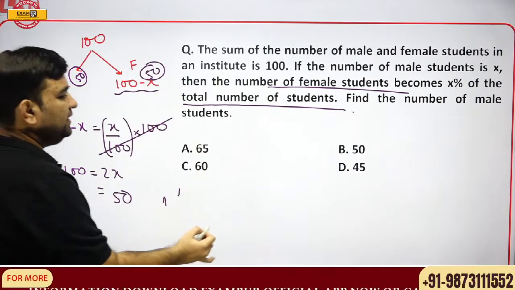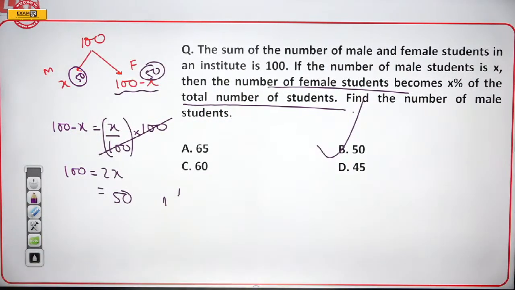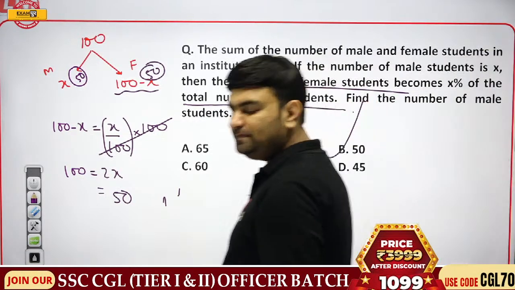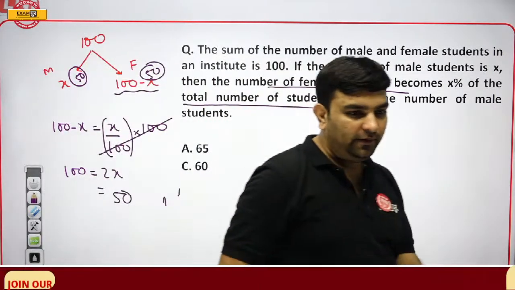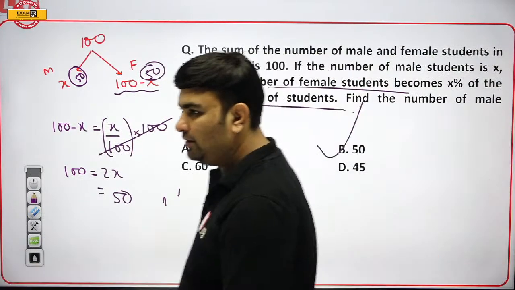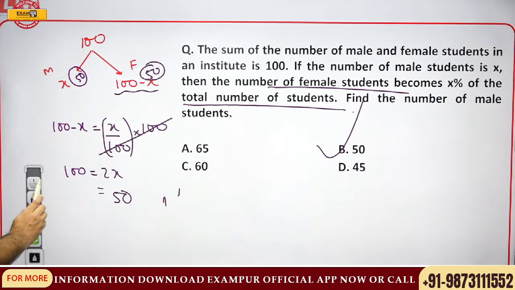Whatever they are asking, give it. Clear? Male 50, female also 50. Whatever they are asking, just give them back. Next.